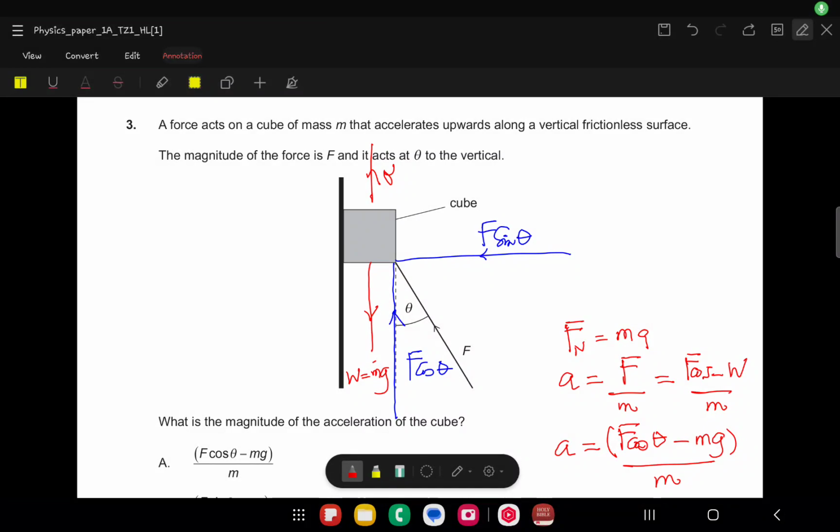Number 3. A force acts on a cube of mass m that accelerates upwards along a vertical frictionless surface. The magnitude of the force is F and it acts at theta to the vertical. What is the magnitude of the acceleration of the cube? Now, that's the diagram we've been given there.